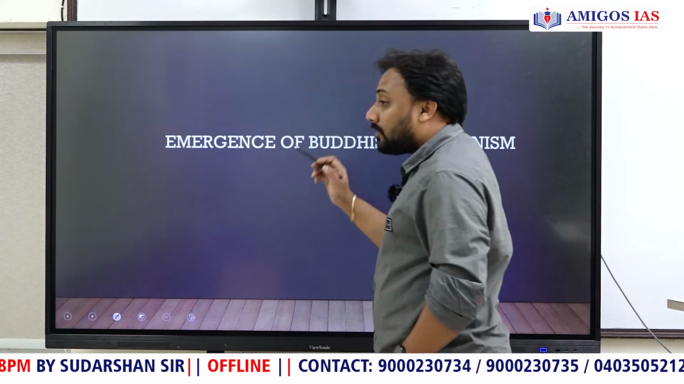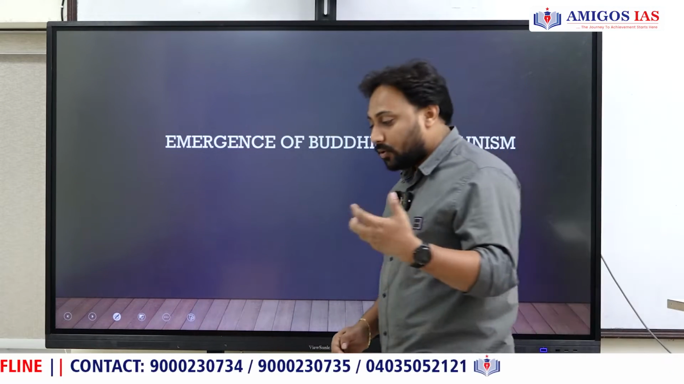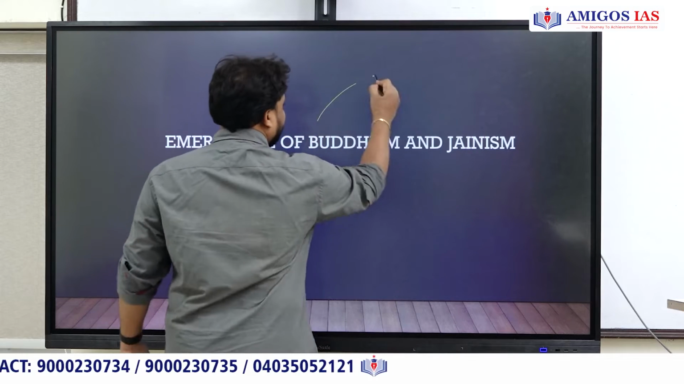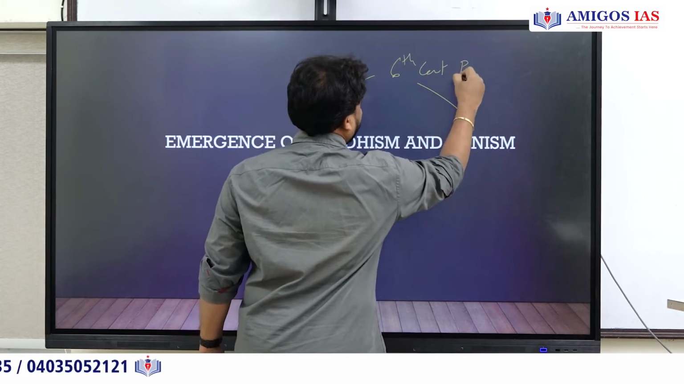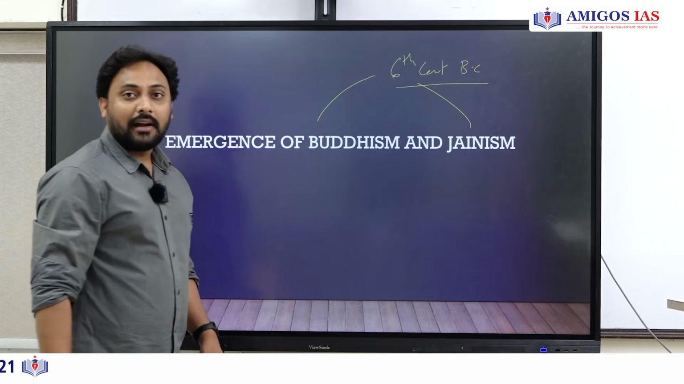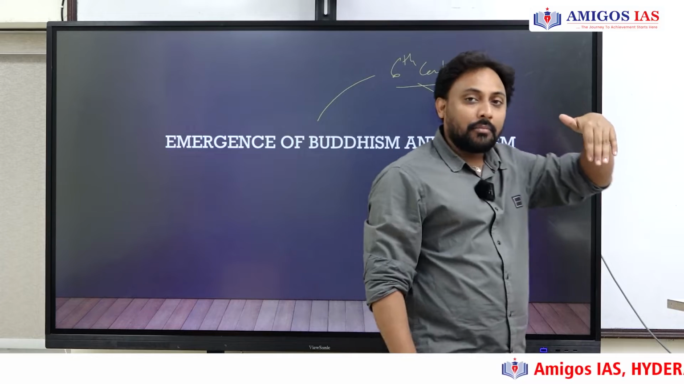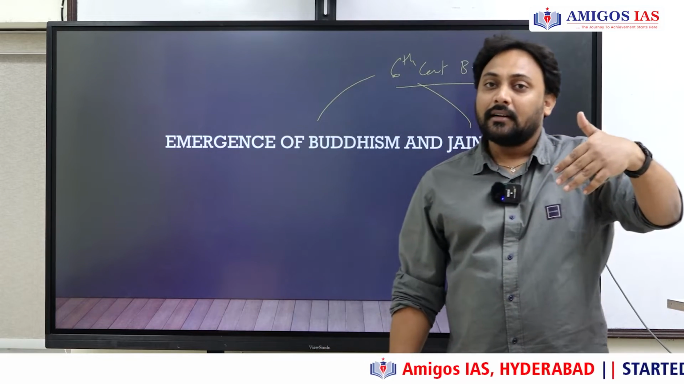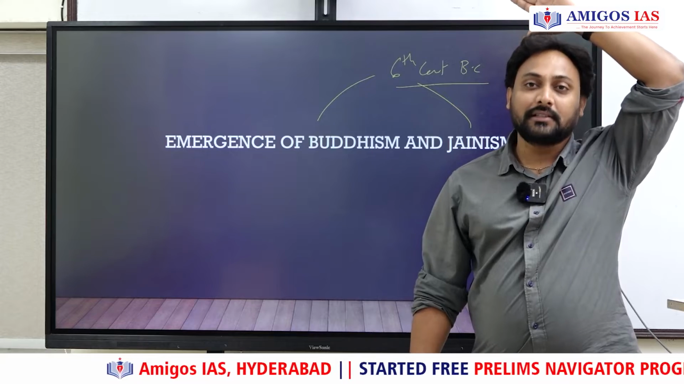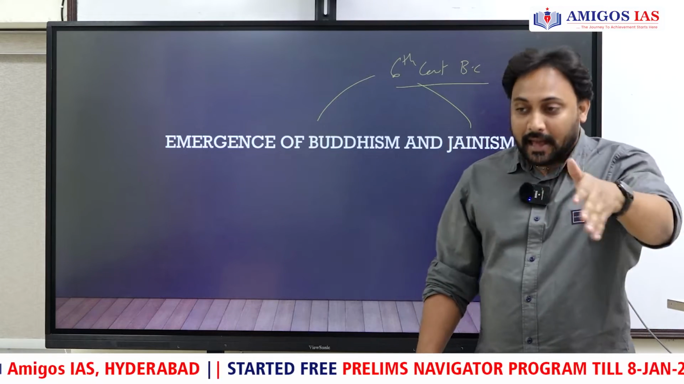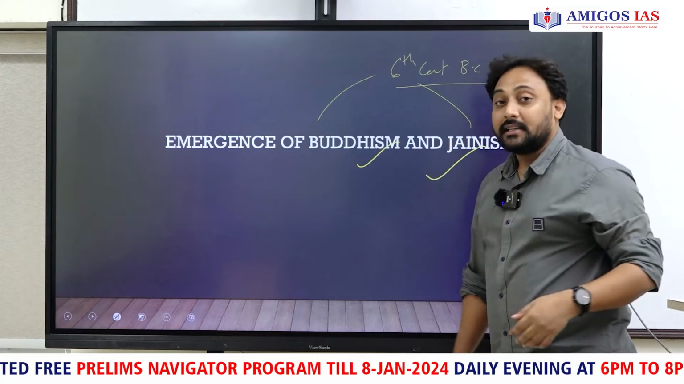Then, after the Vedic civilization, the second part is the emergence of Buddhism and Jainism. Under what conditions did these two new religions come up? Buddhism and Jainism were born in the 6th century BC. These new religions are called heterodox religions. They were born on the basis of the conditions prevalent at that time, when the priestly class monopoly was at its peak in the 6th century BC. As a result, to counter that Brahmanism, Buddhism and Jainism were born.